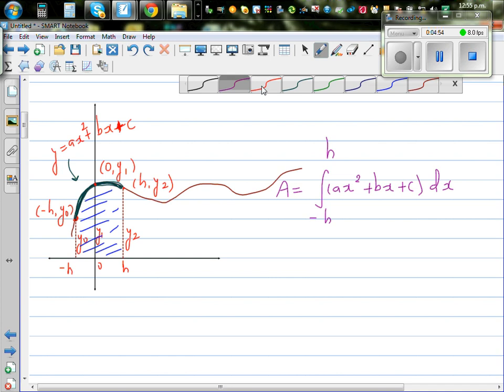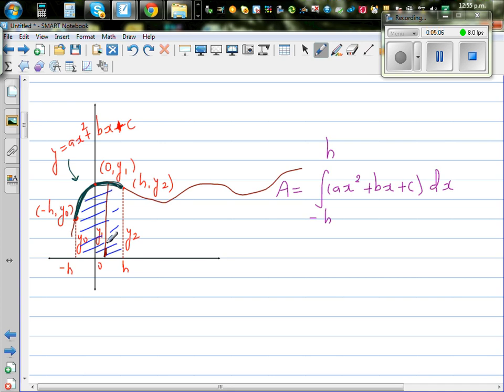Think about splitting this into small strips. Let me use a different color, brown. Imagine this is an infinitesimally thin strip, where your height is y and your width is dx. This is your y, and you're adding all the infinitely thin line segments from minus h to plus h. That will give you the area under this curve.